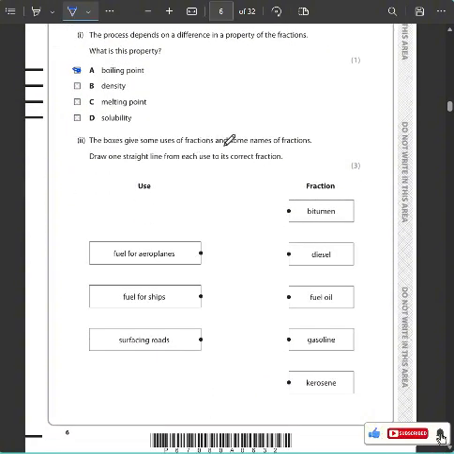And next one, the boxes give some uses of fractions and some names of fractions. Draw one straight line from each use to its correct fraction. Fuel for airplanes: as we know, we use kerosene as a fuel for airplanes. And next one, fuel for ships. We usually use fuel oil, and for surfacing roads we use the most dense one, and it is bitumen.